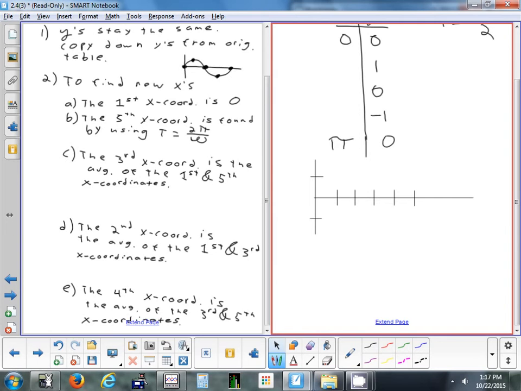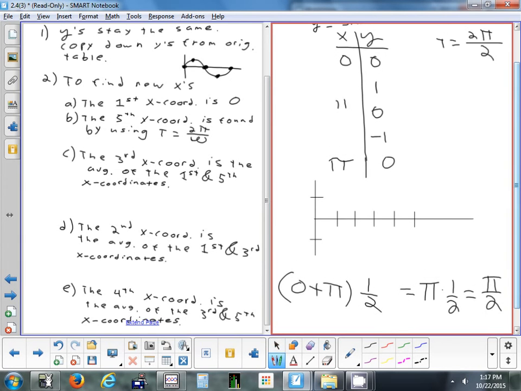On some scrap paper, take the first, take the fifth, we add them up, and then take half of it. That's how you average two things. Add them up, and then take half, or divide by 2. It's the same thing. 0 plus pi is pi, times a half. So we get pi over 2. Any question on that one? That's the third. They're all really important to get right, but if you get the third one wrong, then we're going to mess up the second and the fourth as well, because we're going to use pi over 2.